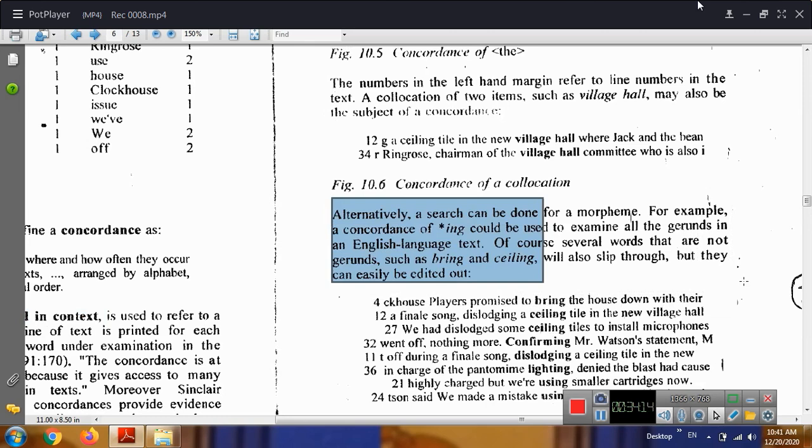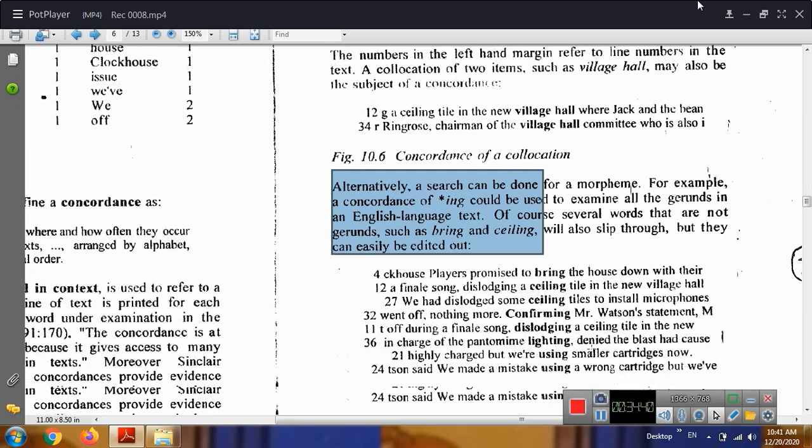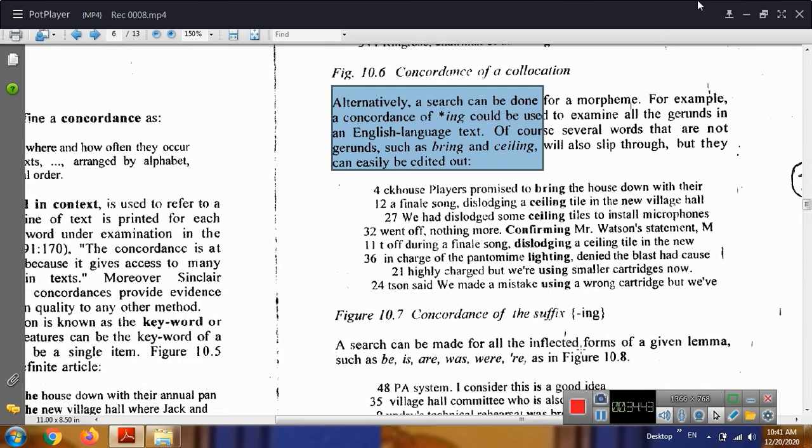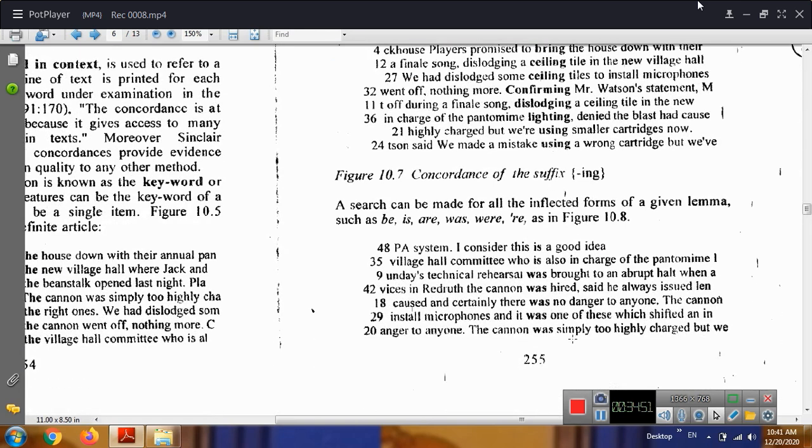Alternatively, a search can be done for a morpheme. For example, a concordance of ing could be used to examine all the gerunds in an English language text. Of course, several words that are not gerunds, such as bring and selling, will also slip through, but they can easily be edited out because they are not gerunds. Here you can see the example, figure 10.7, concordance of the suffix ing.